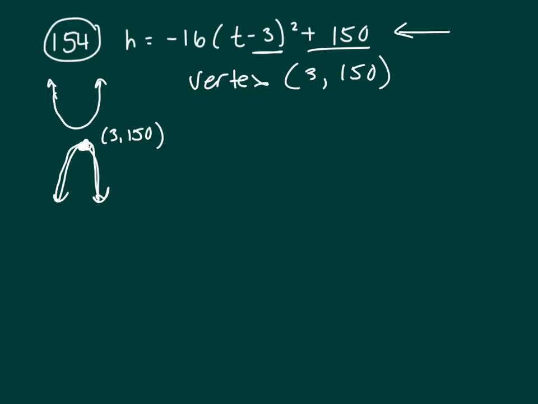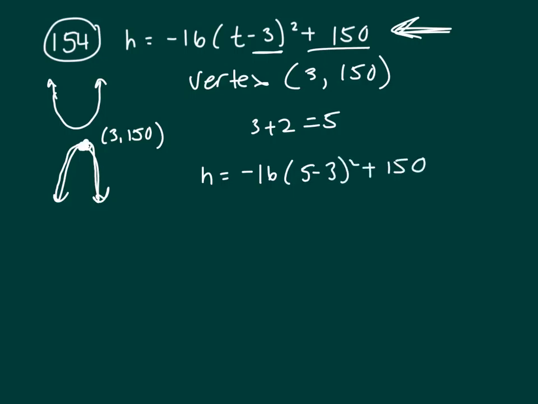But we're trying to figure out the height after 2 more seconds. So we're dealing with 5 seconds. So plug in, and it says at what height. So plug it back in the height equation. So we have height equals negative 16 times (5 minus 3) squared plus 150.